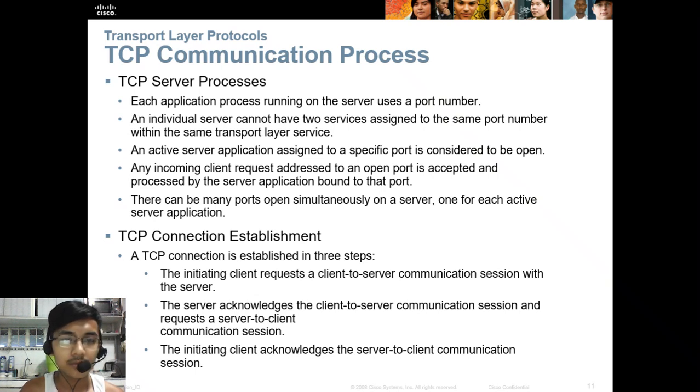TCP connection establishment. A TCP connection is established in three steps. The initiating client requests a client-to-server communication session with the server. The server acknowledges the client-to-server communication session and requests a server-to-client communication session. The initiating client acknowledges the server-to-client communication session.